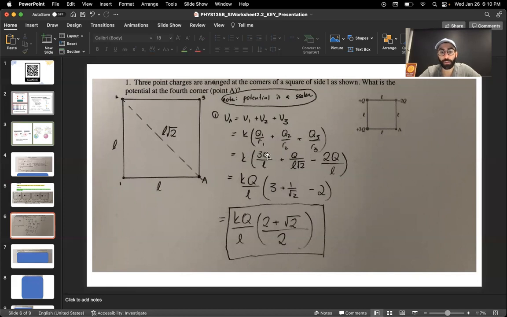At this point, we can factor out the Q and the L. That's just arithmetic right there. And then express, and this is what you're going to come out with as your answer. Cool. This one's pretty simple, just to dip our toes in the electric potential pool.